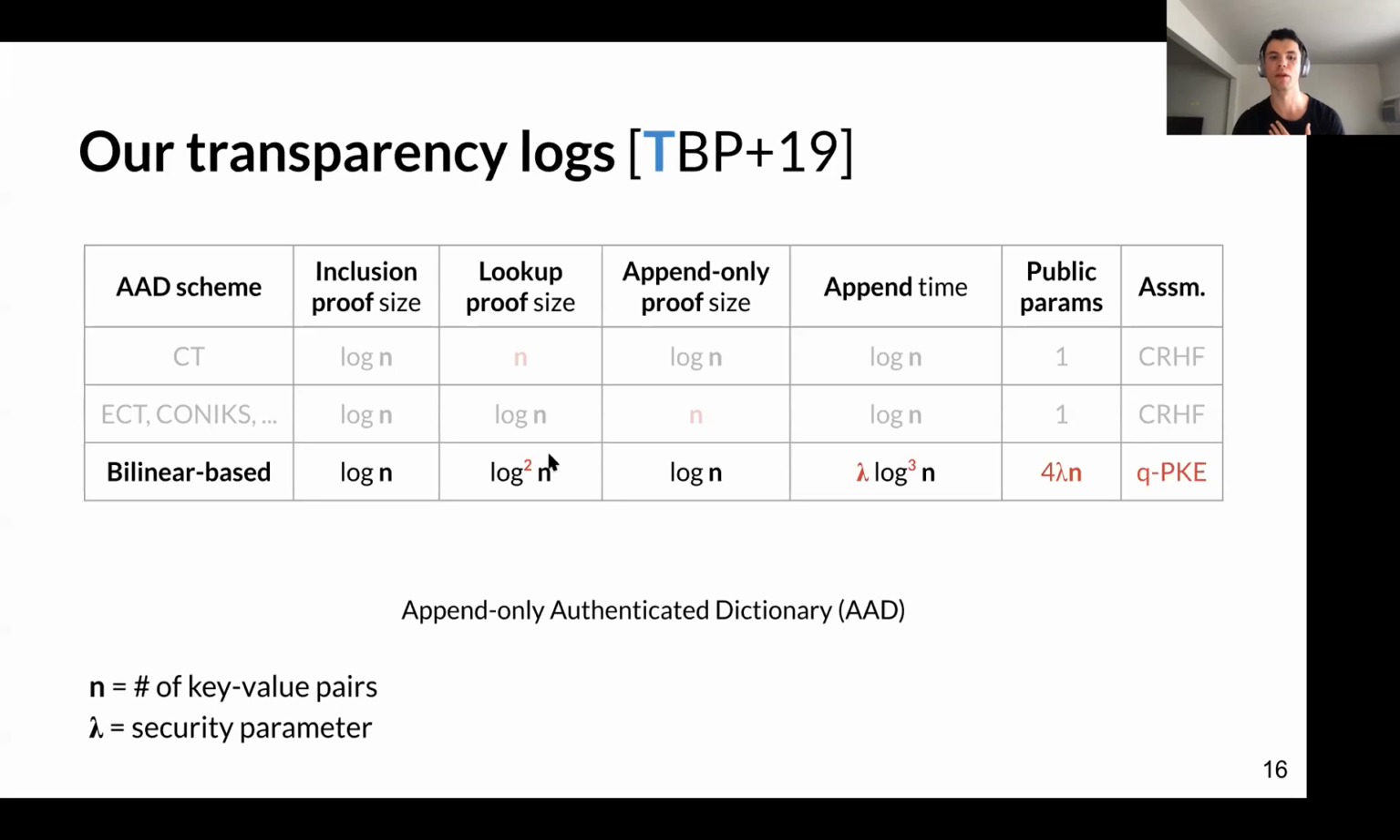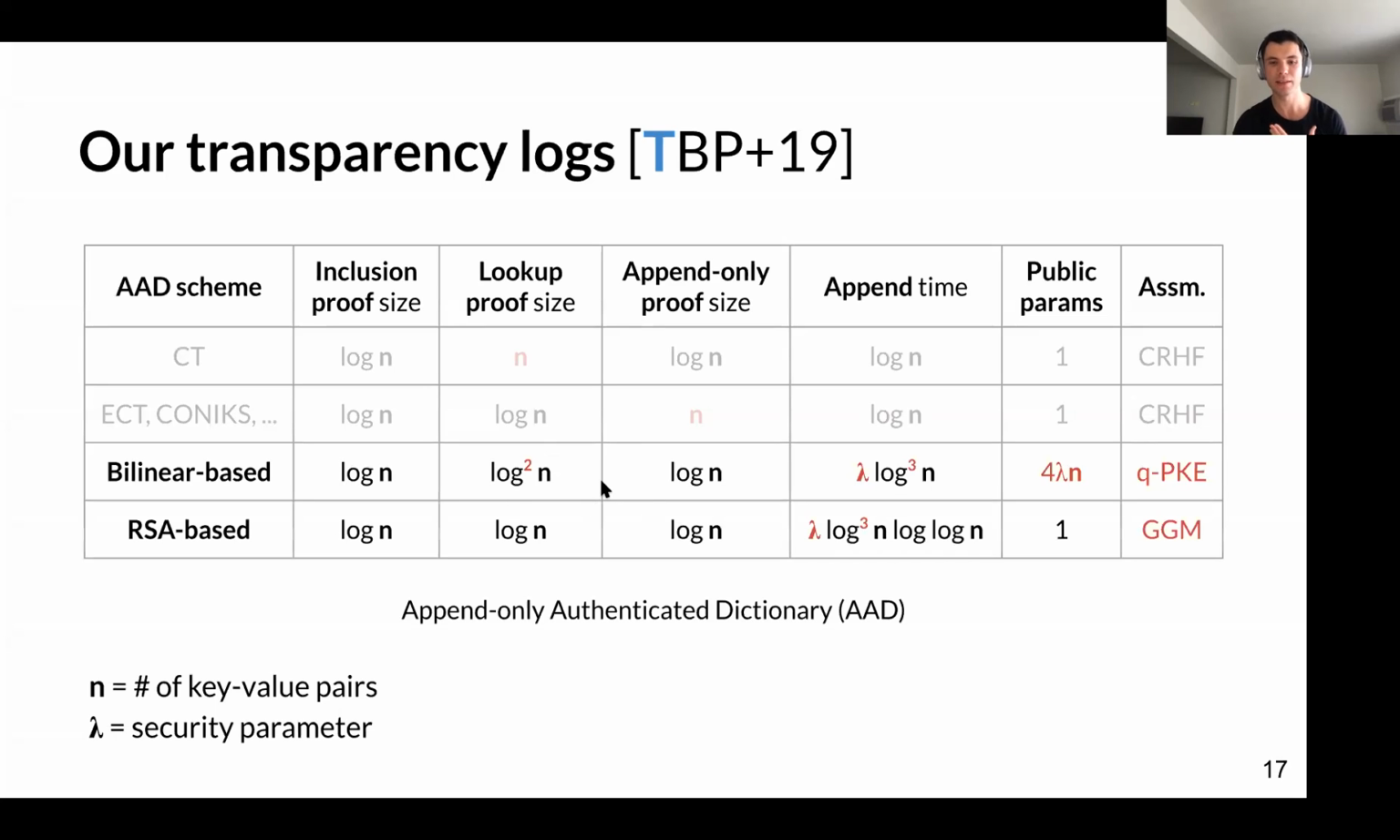And then we make this construction more asymptotically efficient. We reduce this lookup proof size to log n by switching from bilinear accumulators to RSA accumulators. But that further increases the append time, both asymptotically and concretely. It does have the advantage that the public parameters are now constant. And as an assumption, it still uses a non-falsifiable strong assumption, the generic group model. And that basically summarizes our results.